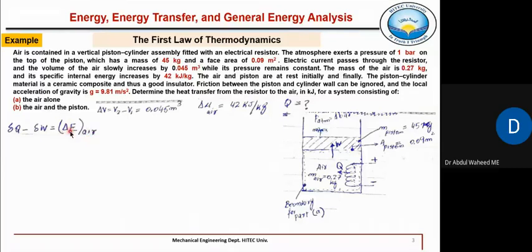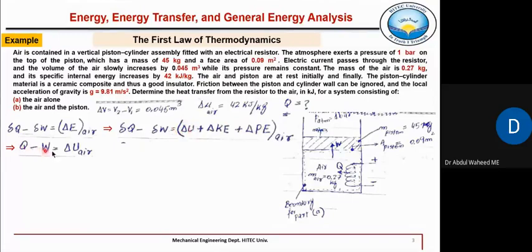And what is delta E? Delta E consists of three main parts: delta U plus delta KE plus delta PE of our system, which is air. And in this case, the change in internal energy is significant compared to the change in kinetic and potential energies. So we may neglect these two changes, kinetic and potential energy changes. So there will be only delta U on the right hand side of this equation. So now the equation is Q minus W is equal to delta U of air.